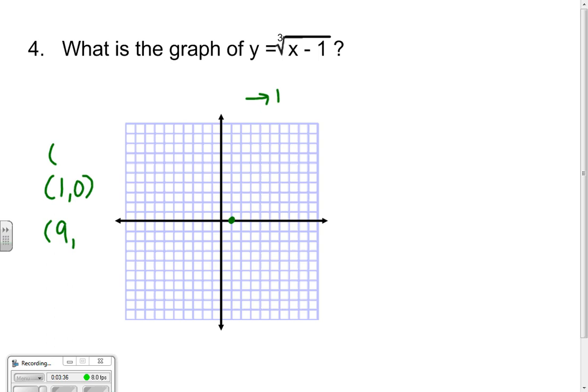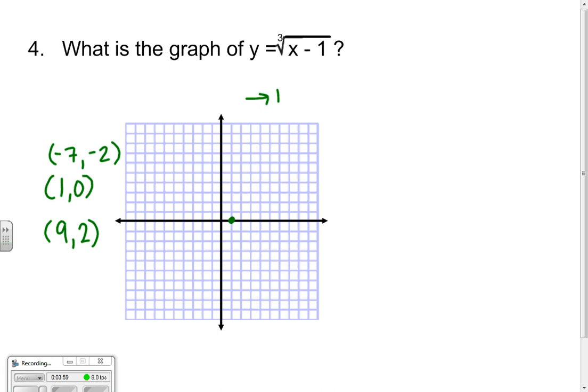Normally I'd pick negative 8, but 1 unit to the right is negative 7. So you'll see I'll put the positive in first. If I put a 9 in for x, 9 minus 1 is 8, and the cube root of that is 2. If I put a negative 7 in, negative 7 minus 1 is negative 8, and the cube root of that is negative 2.